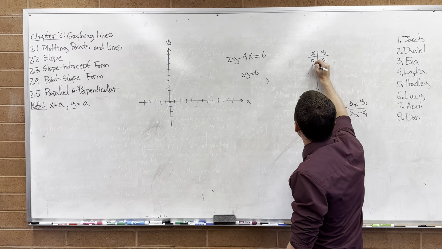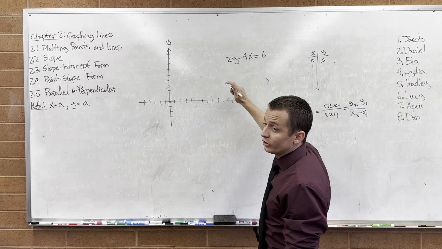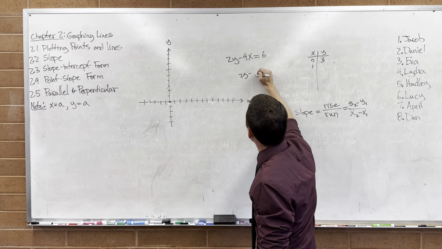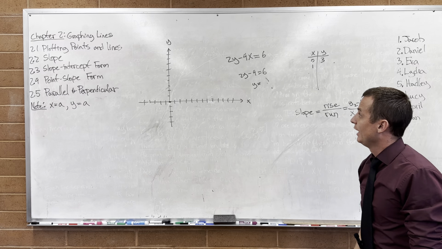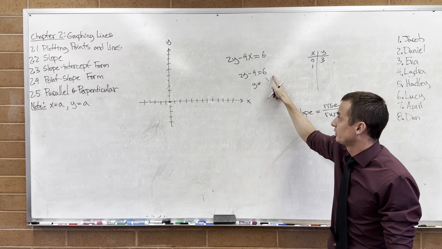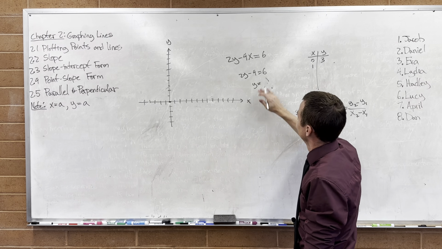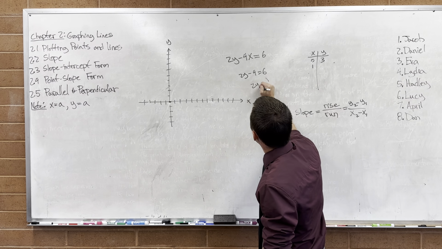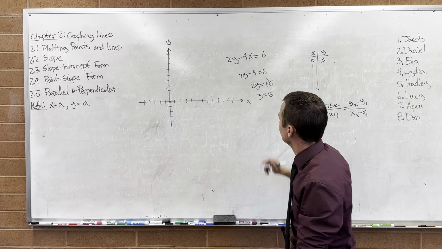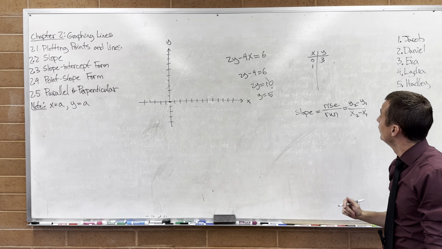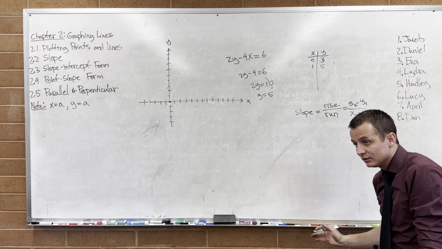Okay, let's try x equal to 1. So then we get 2y minus 4 equals 6. Add 4 to both sides, that gives us 2y equals 10. All right, too many steps in one go. There we go. 2y is equal to 10, so y is equal to 5. Right? So (0, 3), (1, 5). Those are two points on this line.